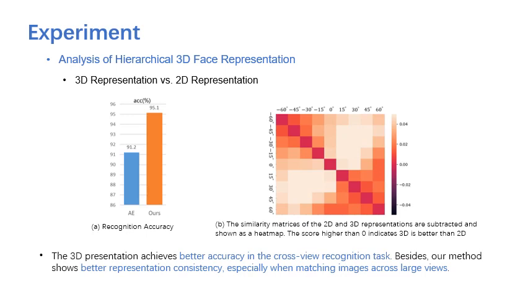To evaluate the view independence of 2D and 3D representations, we compare our method with a 2D autoencoder with the same architecture and training strategy as ours. It can be seen from the figure that the 3D representation achieves better accuracy in this cross-view recognition task. Besides, we further analyze the representation consistency across views by computing the similarity matrix of representations under different views. It can be seen that our method shows better consistency, especially when matching images across large views.